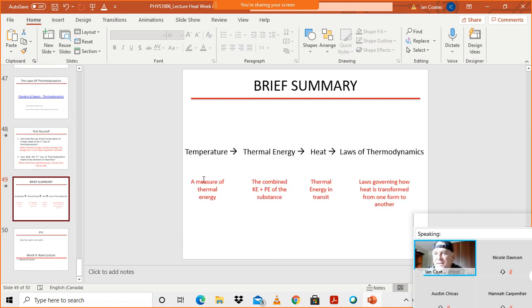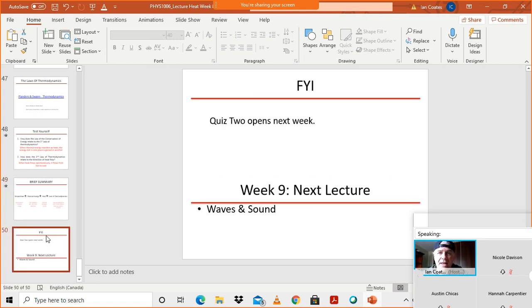This is a little thing here that just shows you temperature, thermal energy, heat, and the laws of thermodynamics. Temperature is a measure of thermal energy. Thermal energy is a combination of kinetic and potential. Heat is thermal energy in transit. And the laws of thermodynamics show how heat is transformed from one form to another. You've got chemical energy, thermal energy, electrical, and all these different kinds of energy. Okay, and that is it.